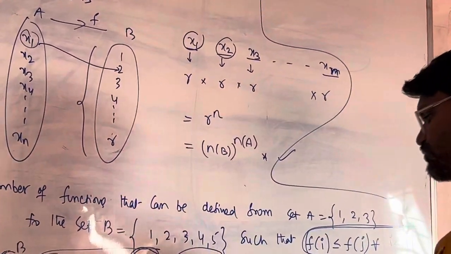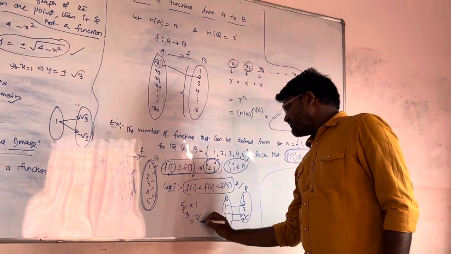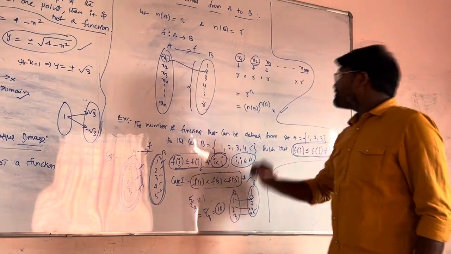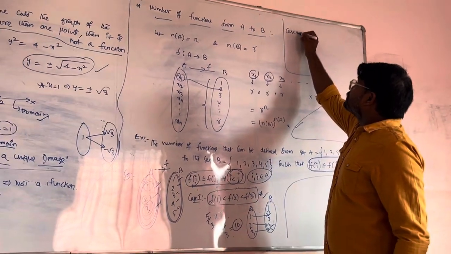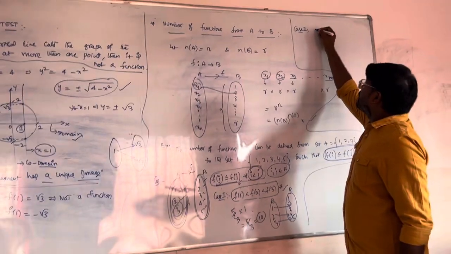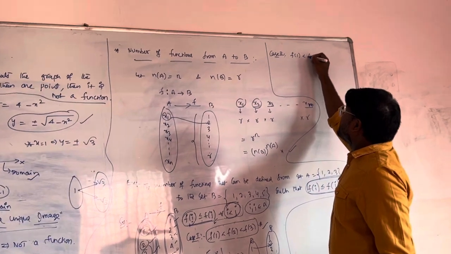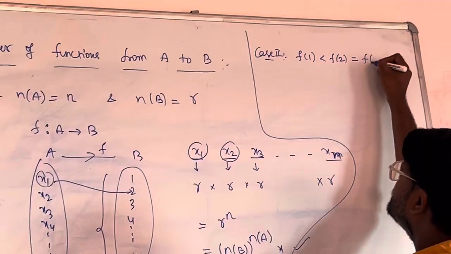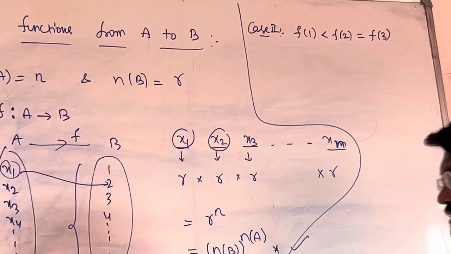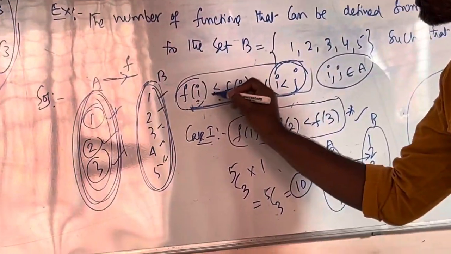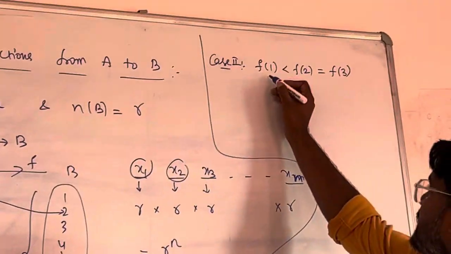So in this case you will get only 5C3, which is 10. Case 2. f of 1 less than f of 2, which is equal to f of 3. Because we have equal to also here. That means f of 1 less than f of 2, and it is satisfying this one.